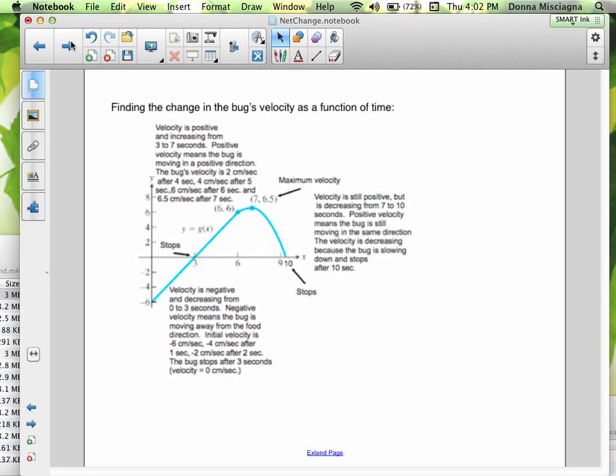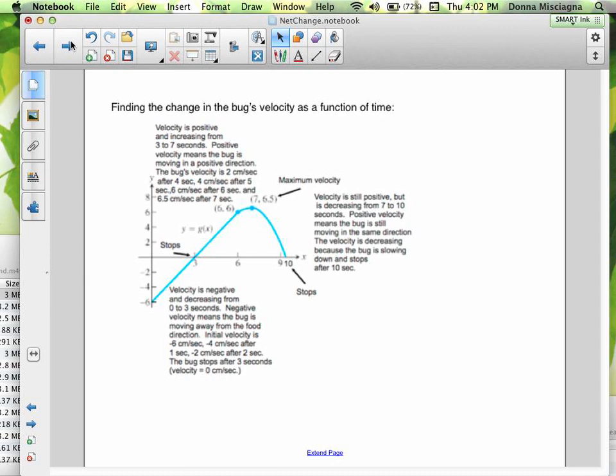All right, so now velocity is positive and increasing from 3 to 7 seconds. Positive velocity means the bug is moving in a positive direction. The bug's velocity is 2 centimeters per second after 4 seconds, 4 centimeters per second after 5 seconds, 6 centimeters per second after 6 seconds, and 6.5 centimeters per second after 7 seconds. That's its maximum velocity, 6.5 centimeters per second, and that's also its maximum speed.